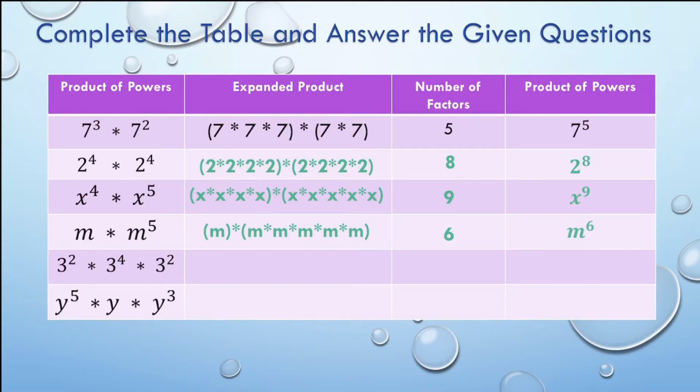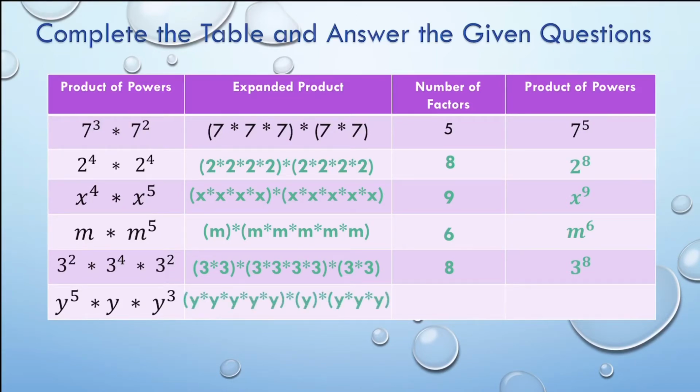So now we've done 2 number bases and 2 variable bases. The change here now is instead of 2 powers, I have 3. That doesn't change anything I'm doing. I still do the same exact thing. So I'd have 3 squared times 3 to the 4th times 3 squared. Expand it out. I count my number of 3's. There are 8 of them. So you write 3 to the 8th. Again, same thing with variables. We're going to expand out my power. I'm going to count how many y's there are. Then I'm basically going to condense down my product to y to the 9th.